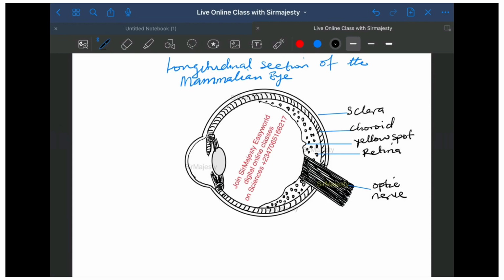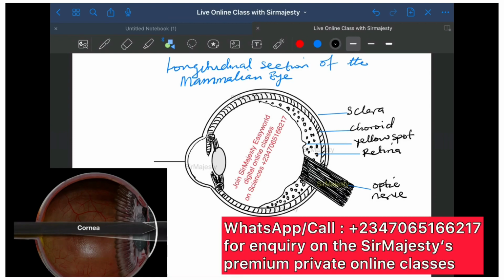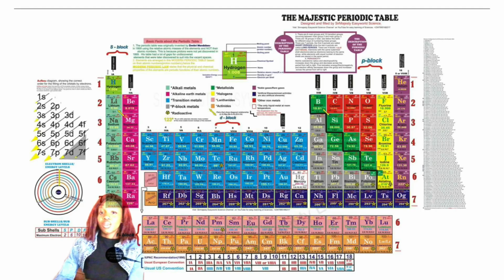So all the parts will be labeled as we continue. This is the cornea. Of course, this is the iris. Now the lens.